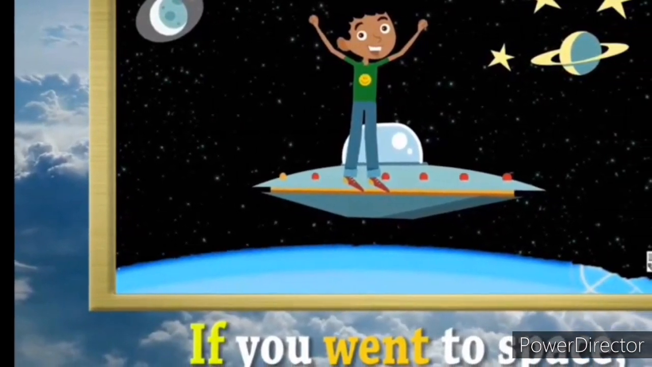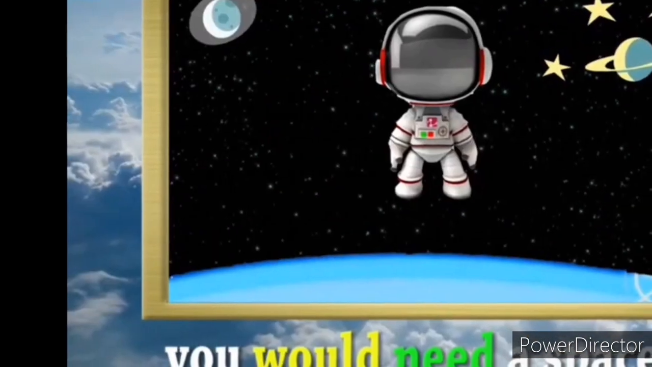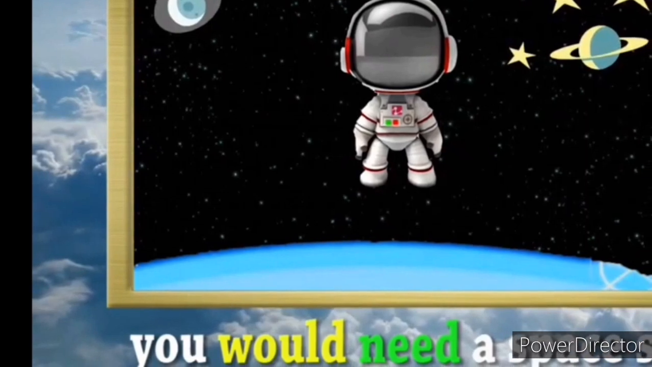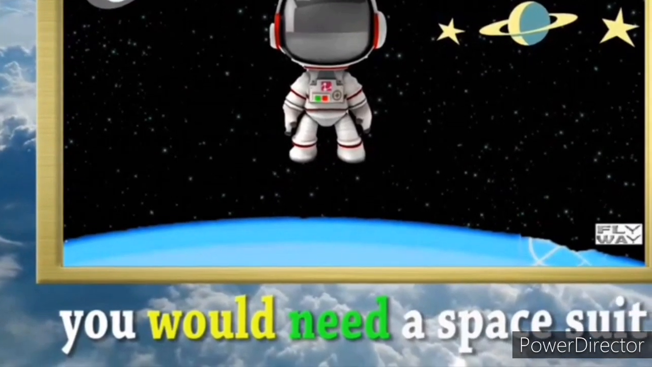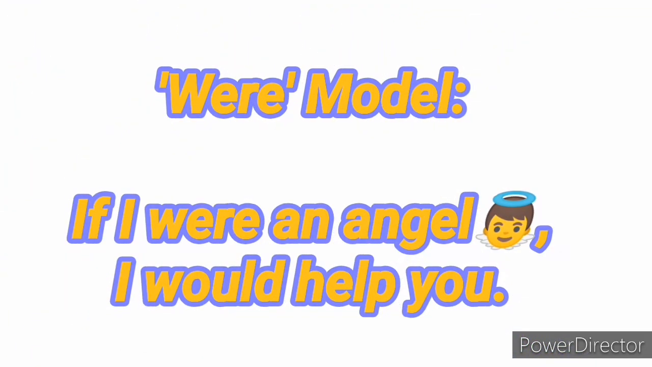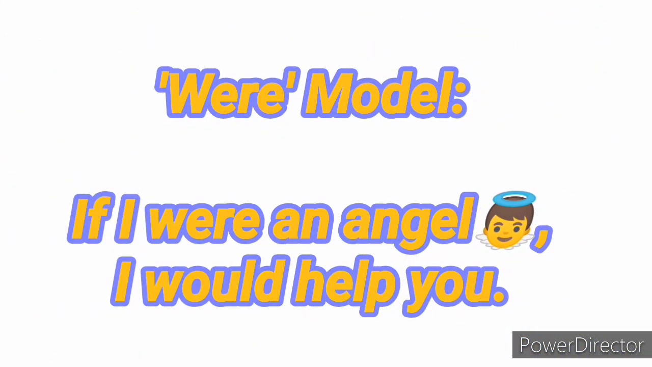Here the conditional part takes the verb went, V2, and the result part would plus need, that is would plus V1. Okay. This is an example with the were model. See this example. If I were an angel, I would help you. See the result part, would plus V1. So this also comes under the second conditional category. Alright, now this is your turn.